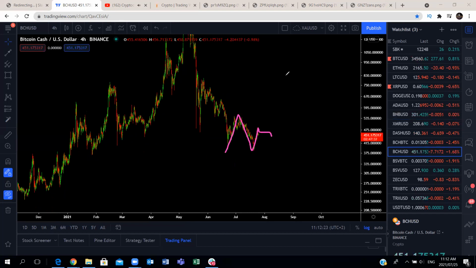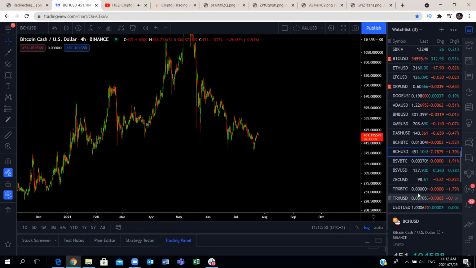1, 2. We'll expect this here, the same way we had this one here. So that's 1, 2, 3, 1, 2. Let's do this here. 1, 2, 3. This one is getting an extended leg here. 1, 2, 3. We'll expect the same here. 1, 2, 3 to retest around $500 on Bitcoin Cash.